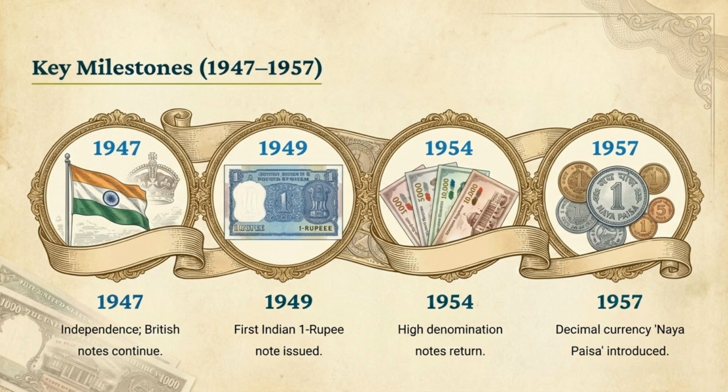These key milestones illustrate the decade of financial transition: independence in 1947, the first Indian 1 rupee note in 1949, the return of high denominations in 1954, and the introduction of Naya Paisa in 1957.